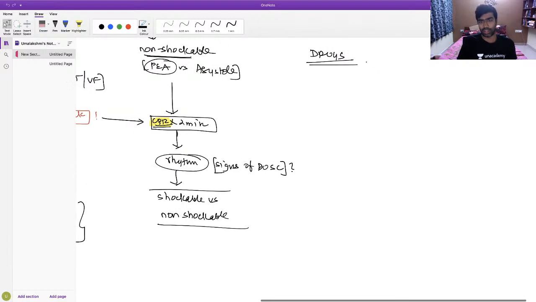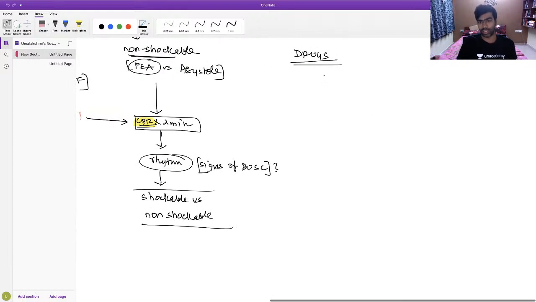But as far as the drugs part is concerned, there are quite a few things that you need to know. There are 3 drugs that have been used. One is adrenaline, that is nothing but epinephrine. And the second is, of course, antiarrhythmic drugs.